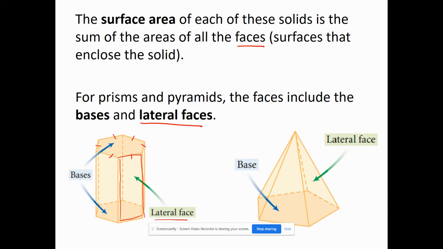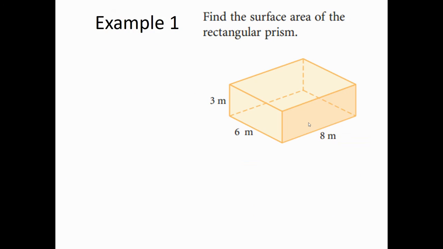Or let's say we had a pyramid here, we'd need to find the area of the base plus the area of all of these triangles. If this is a 1, 2, 3, 4, 5, it's a pentagon, then there would be 5 triangles that we would also need to add on. So it depends on the shape. First, we'll look at a rectangular prism.